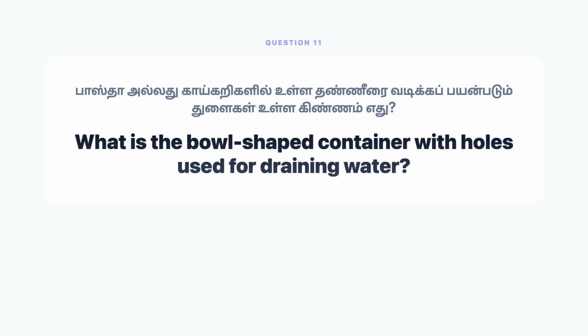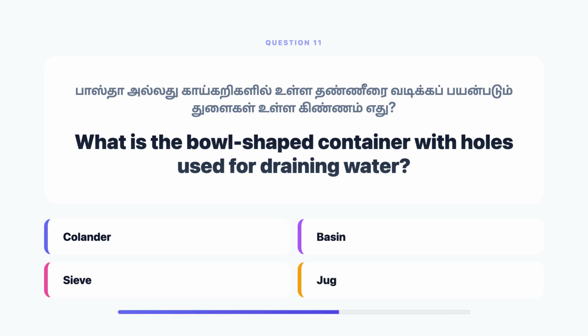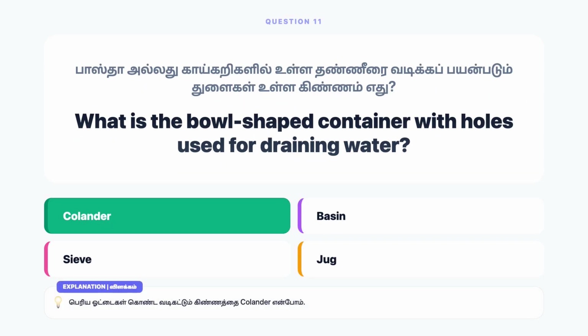What is the bowl-shaped container with holes used for draining water? Colander, basin, sieve, jug. And the correct answer is colander. Excellent. You got it right.